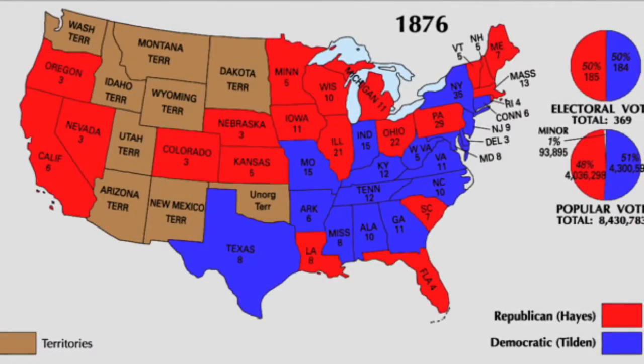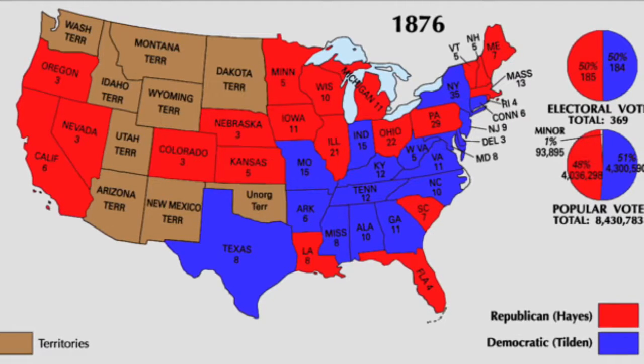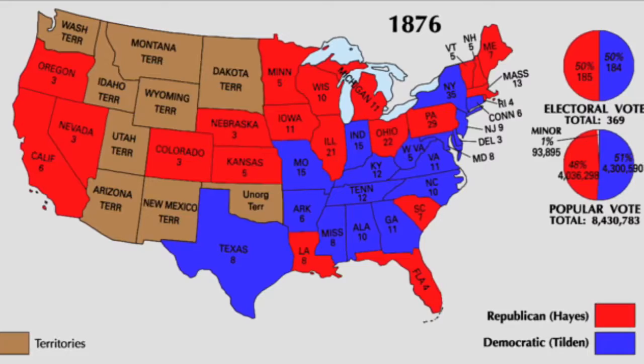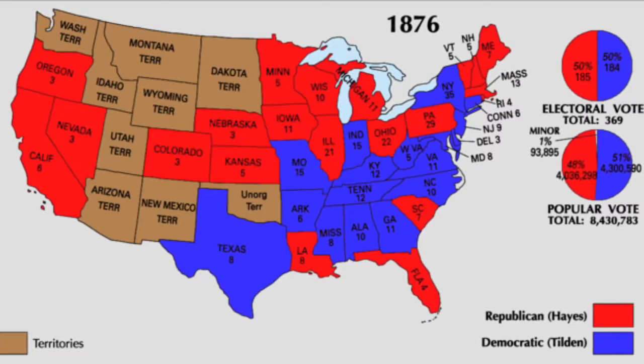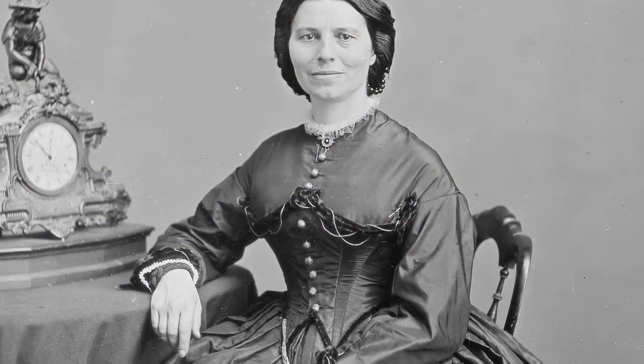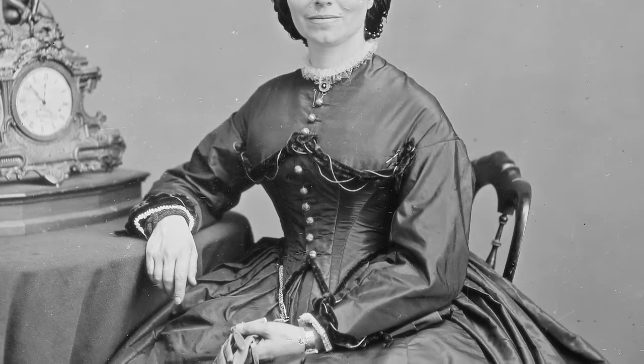The election of 1876 was between Rutherford B. Hayes and Samuel Tilden, and was known to be one of the most hostile campaigns in American history. On May 21st, 1881, a pioneer woman nurse by the name of Clara Barton founded the American Red Cross.